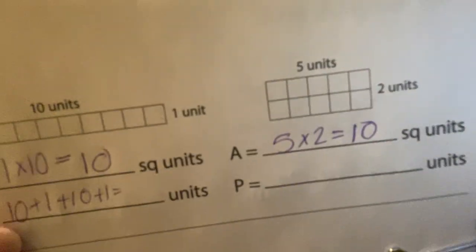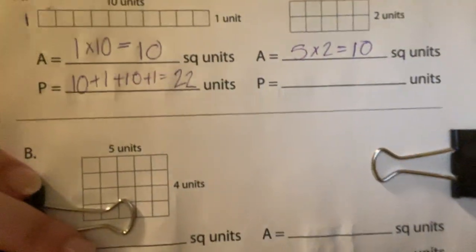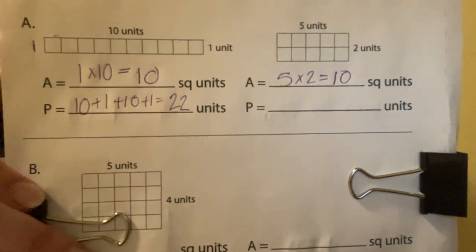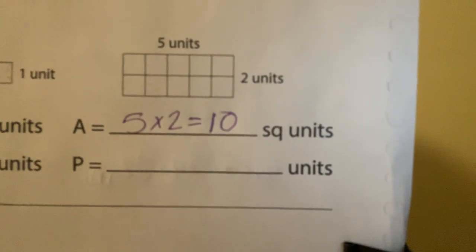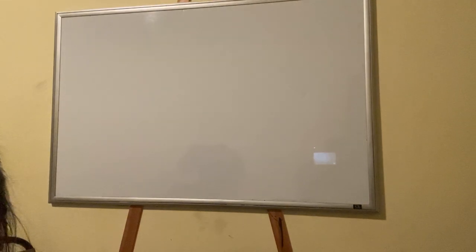11 plus 11 gives you 22, and it gives you your label, 22 units. Now find it for this one here, your perimeter, the distance around it. You're adding with this perimeter. 5 plus 2, plus 5 plus 2. 5 and 5 is 10, 2 and 2 is 4, and 10 and 4 gives you 14.